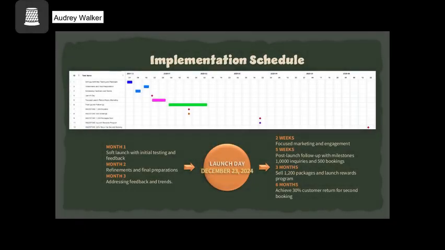Starting with month one, we're focused on a soft launch where we conduct initial testing with a small group of users to gather feedback and identify any issues. Month two is about making refinements and finalizing preparations, ensuring our platform and processes are ready to go. In month three, we're dedicated to addressing trends and feedback from testing, so we enter launch day with absolute confidence. On December 23rd, 2024, we officially launch.